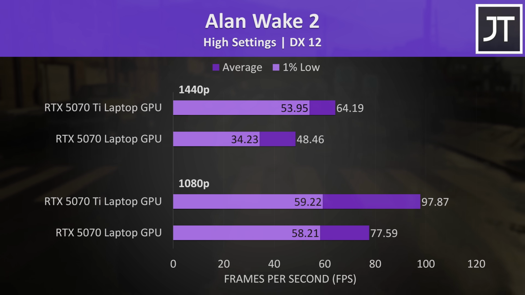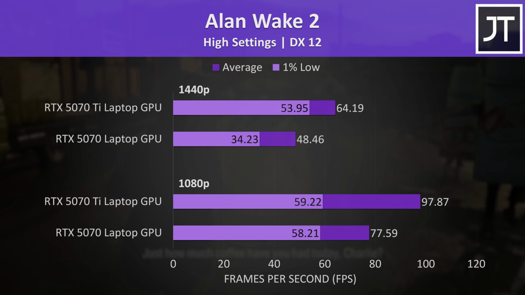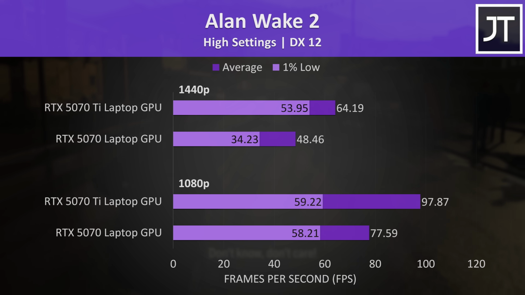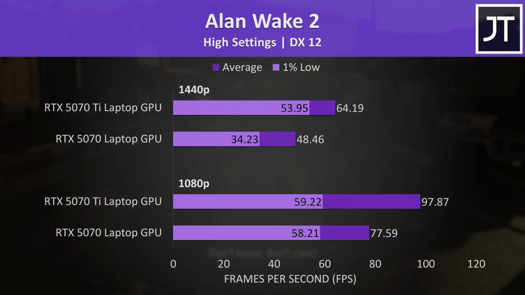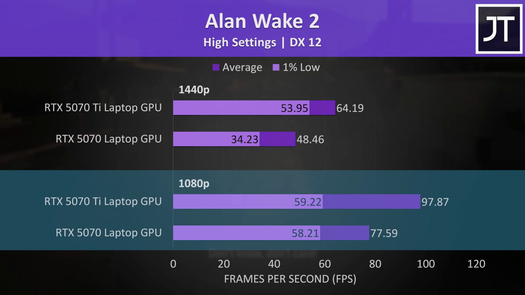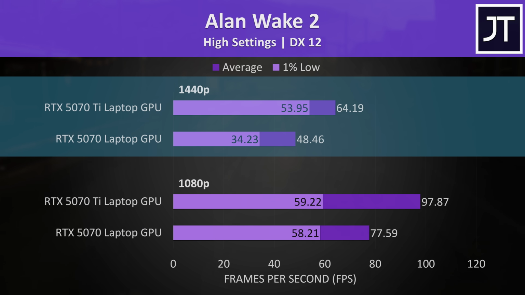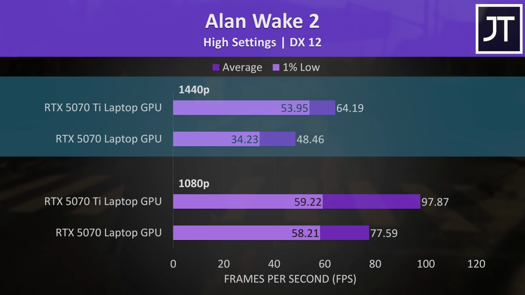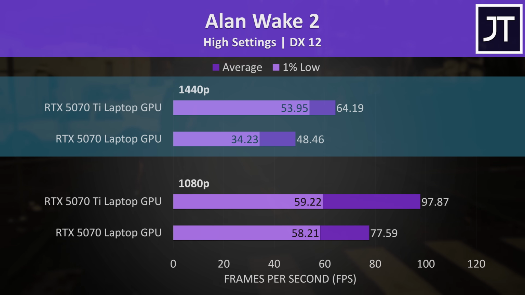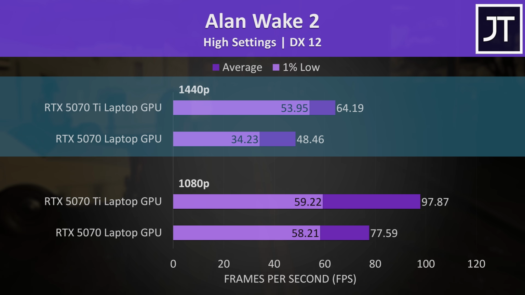Alan Wake 2 had more of an average difference, rather than being an extreme one way or the other like the last few games. At 1080p, the 5070 Ti had a 26% higher average FPS, though the 1% lows were very close. But that changes at 1440p, where the 5070 Ti's 1% lows were now 58% higher than the 5070's, and even above the 5070's average FPS. In other words, the 5070 Ti is running the game way smoother.